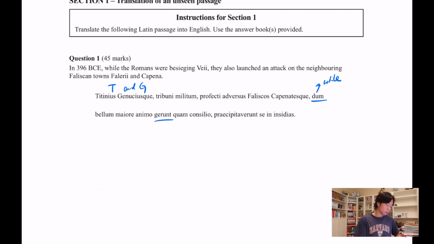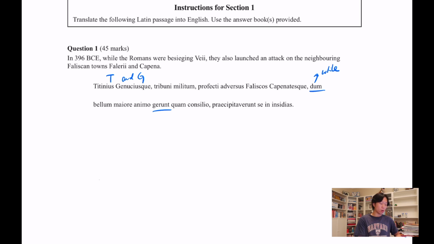So while, bellum, maiore, animo are the next words, but gerunt means to wage, and also it's plural, so it makes sense that it's Titinius and Ganutius who are the subject. So while they waged war more greatly, maiore animo, so with more spirit, quam concilio, than with a plan.